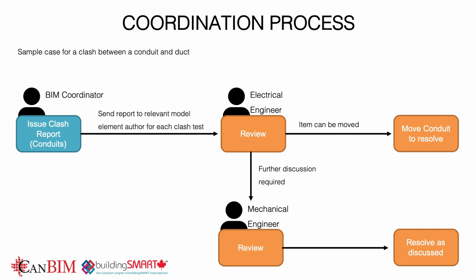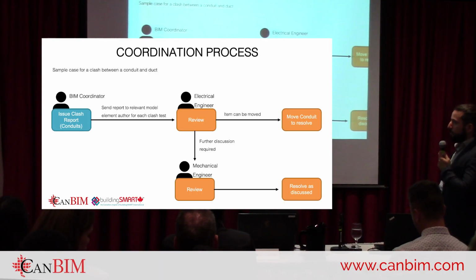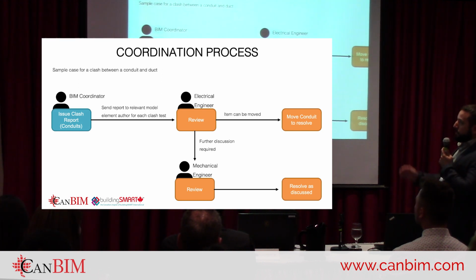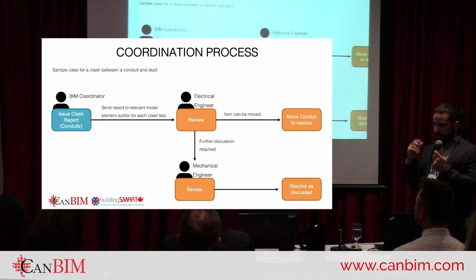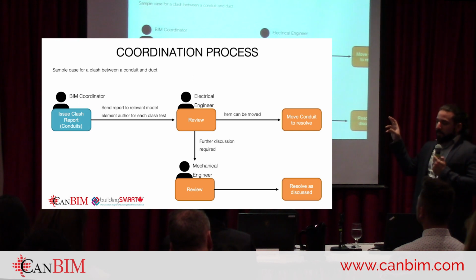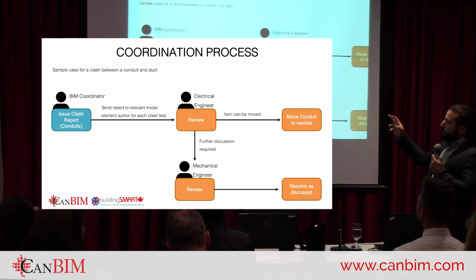And now basically we've found our clashes, right? And we want people to resolve them. So we're going to look into how that process works. What happens first here, I'm giving an example of a clash between a conduit and a duct, and the conduit has lower priority than the duct. I'm just basing this off the chart that I've shown before. So the conduit has lower priority.